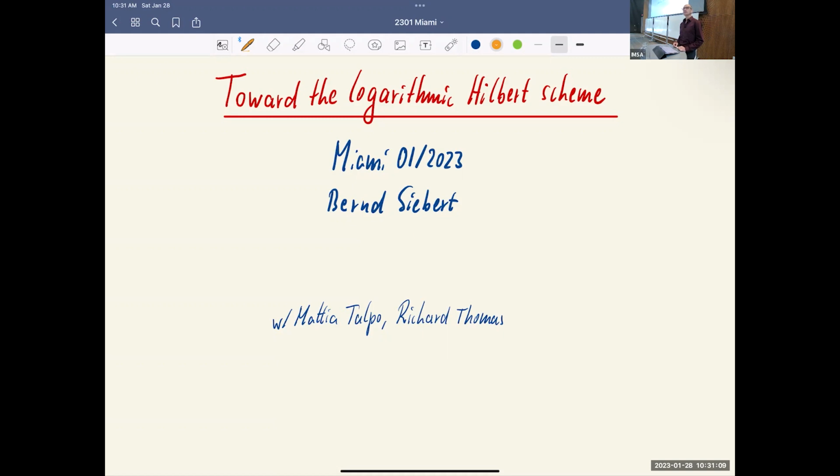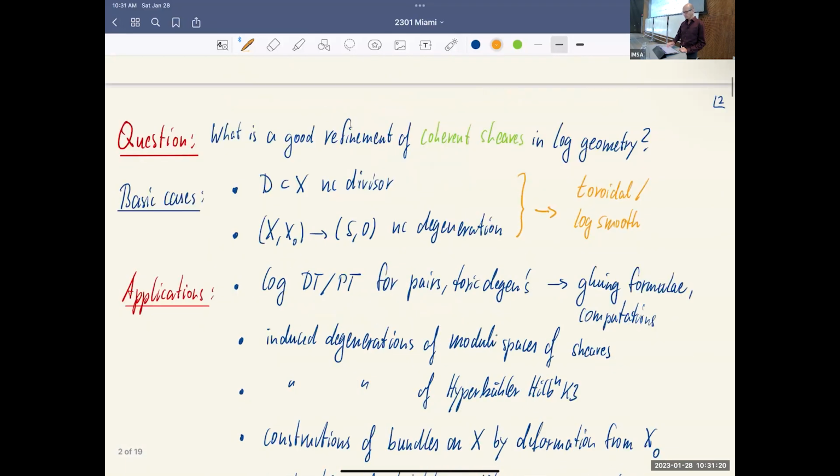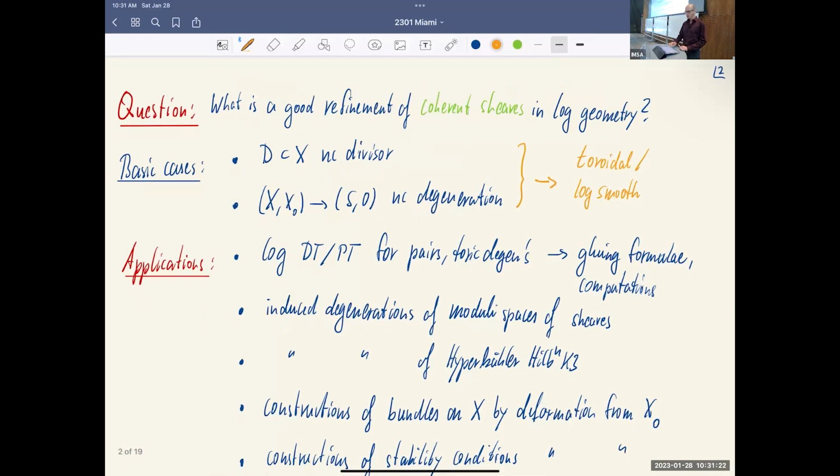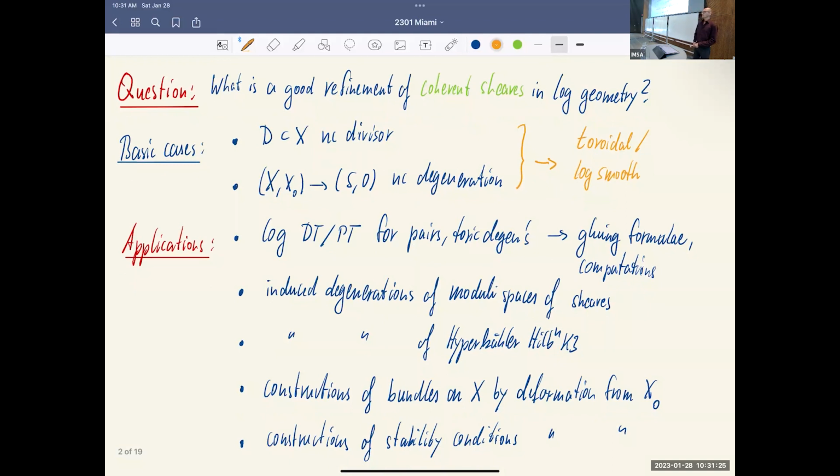So this is a project I've been spending a lot of time on the last maybe 4 years or so. It's joint work with Mattia Talpo and Richard Thomas, in progress. There's no paper out yet. It tries to answer a question that has vexed people working in logarithmic geometry for a long time. Namely, we know what logarithmic maps are and so on, but we don't really have a good way to connect the log structure to coherent sheaves.